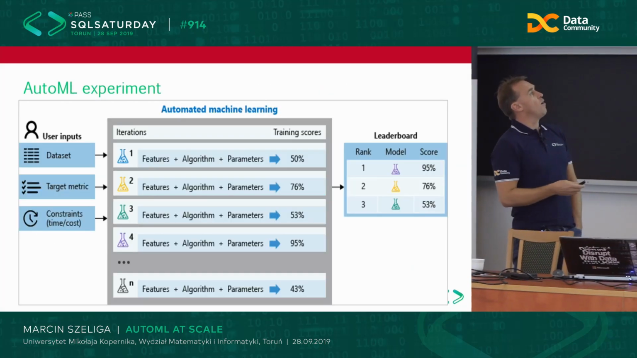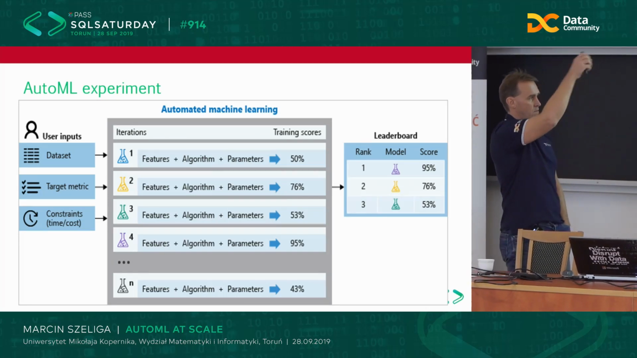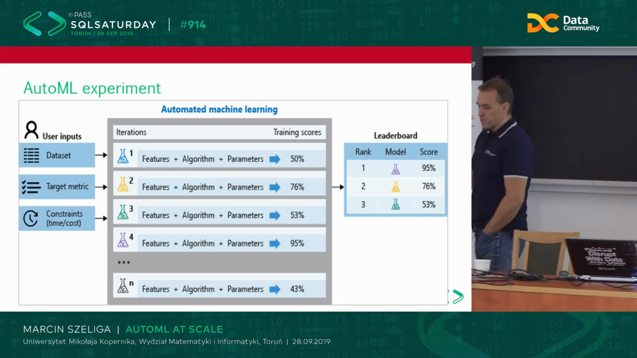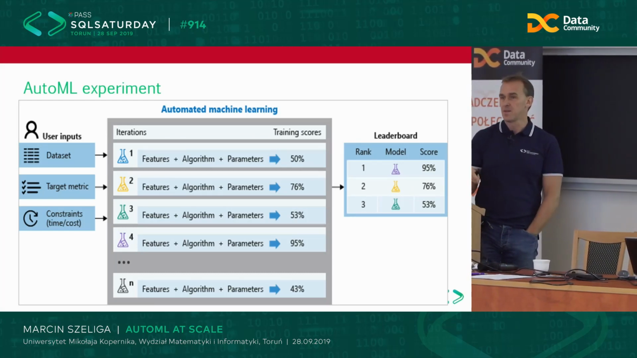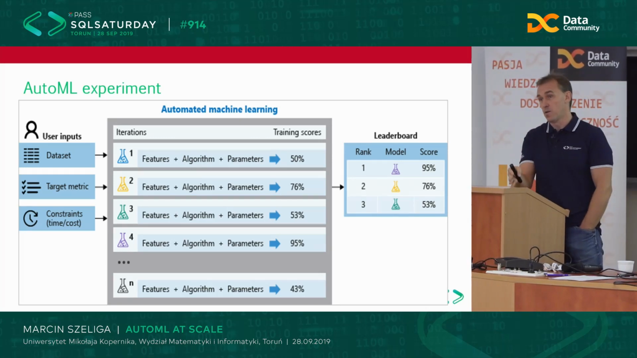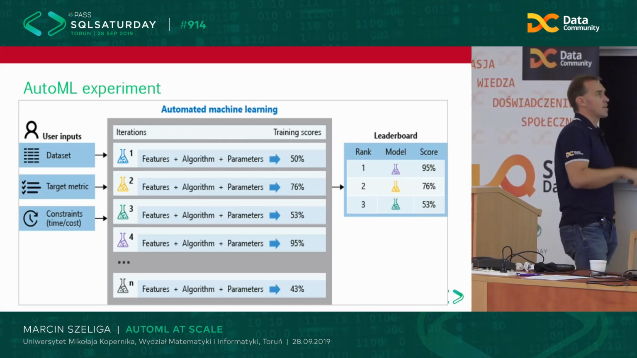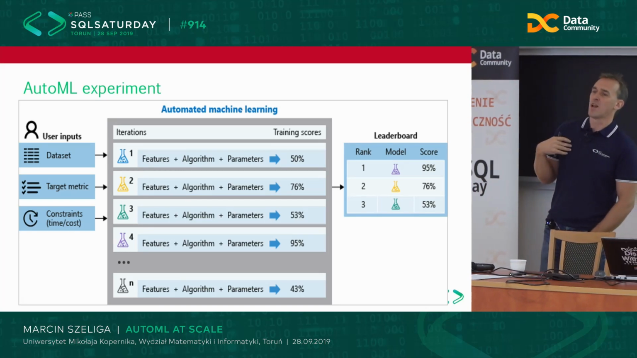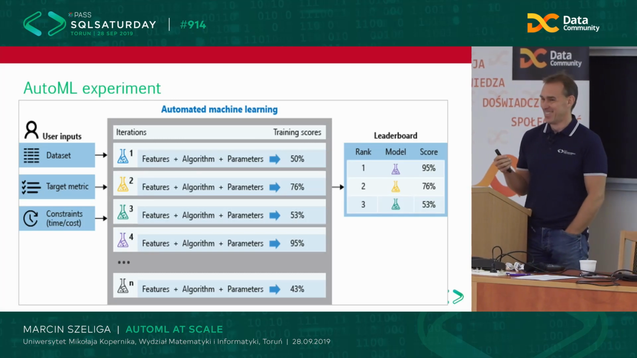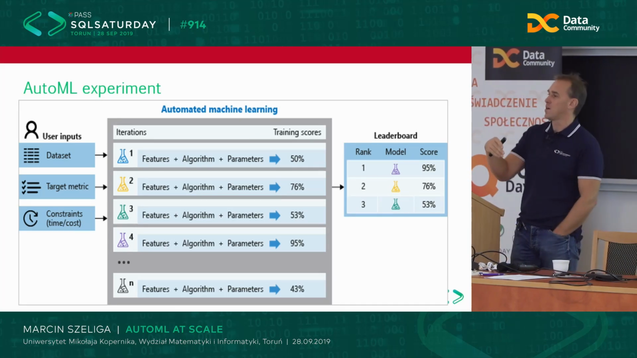So the goal of AutoML is to change the experiment from the one I showed you previously to something like that. What you have to do is to provide a data set. It's our original data, not prepared, cleaned, or enhanced. Just a data set. Then set some target, like, I would like to achieve 99% accuracy.